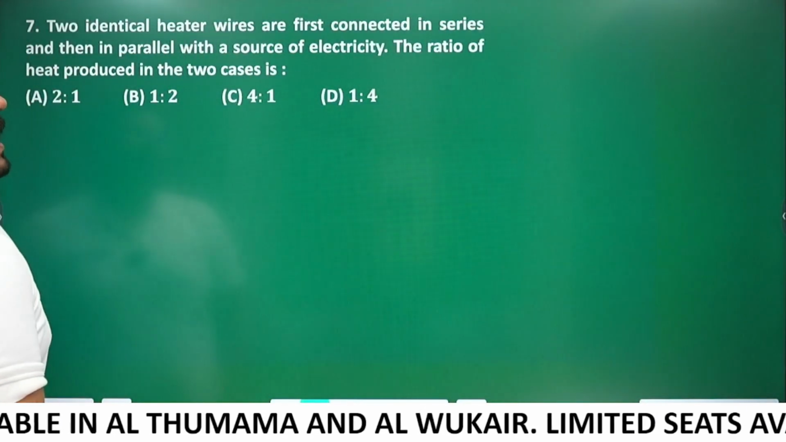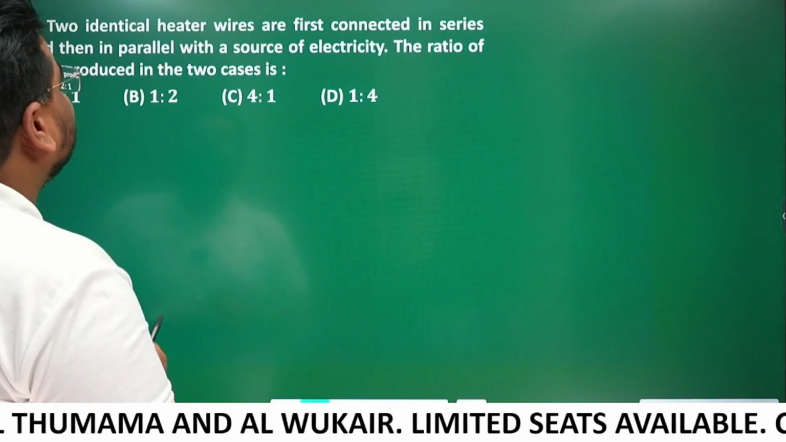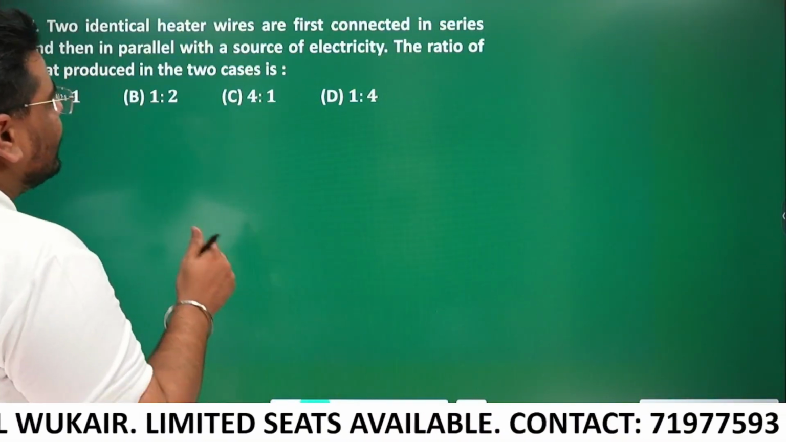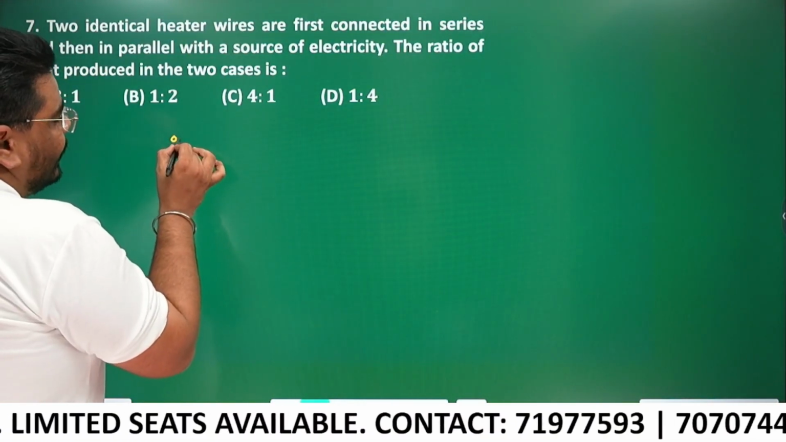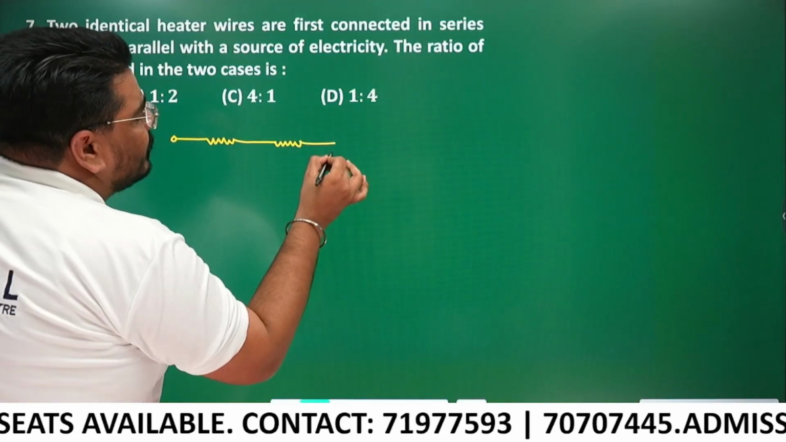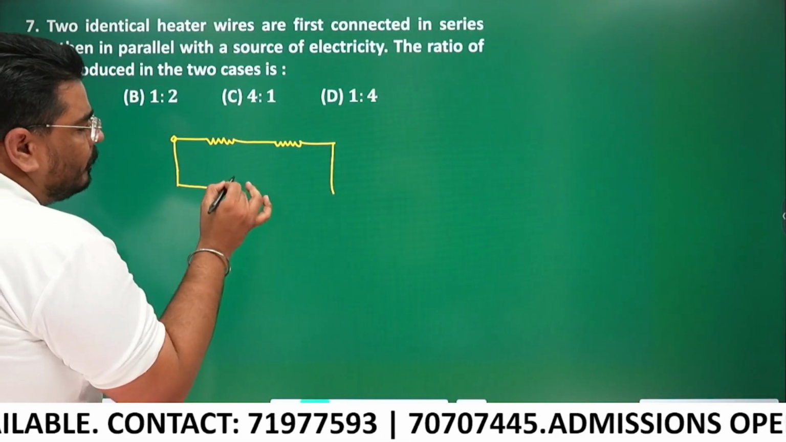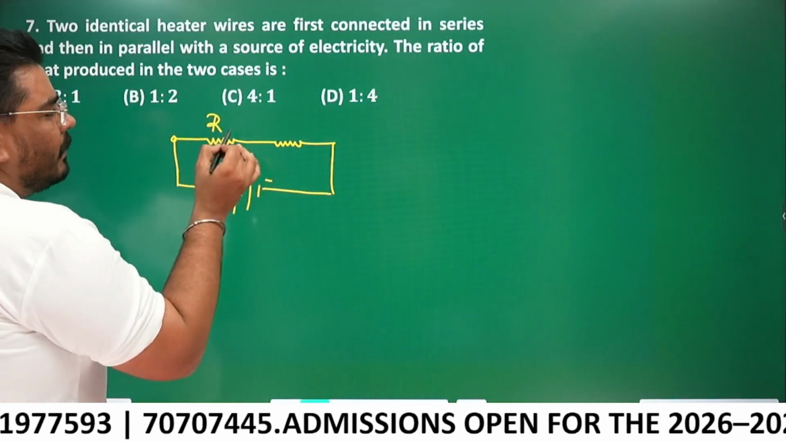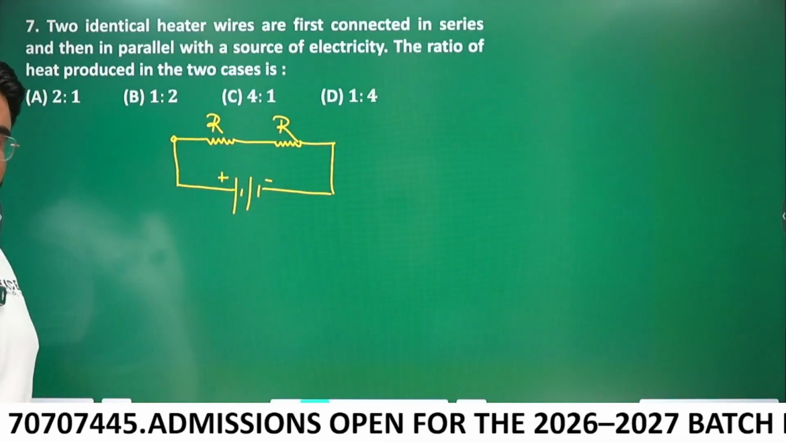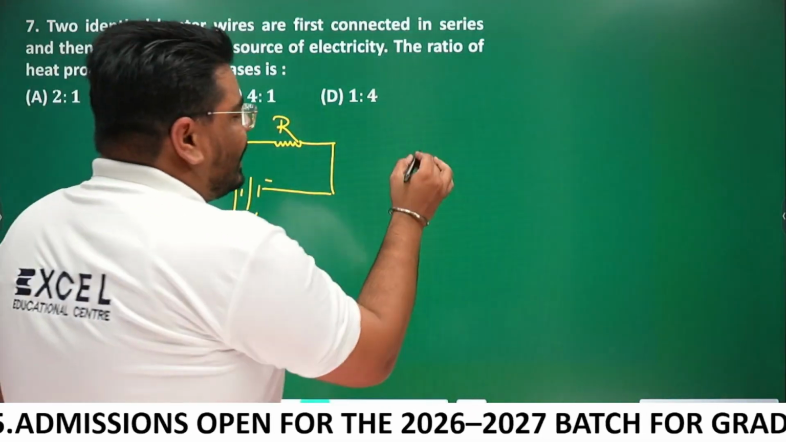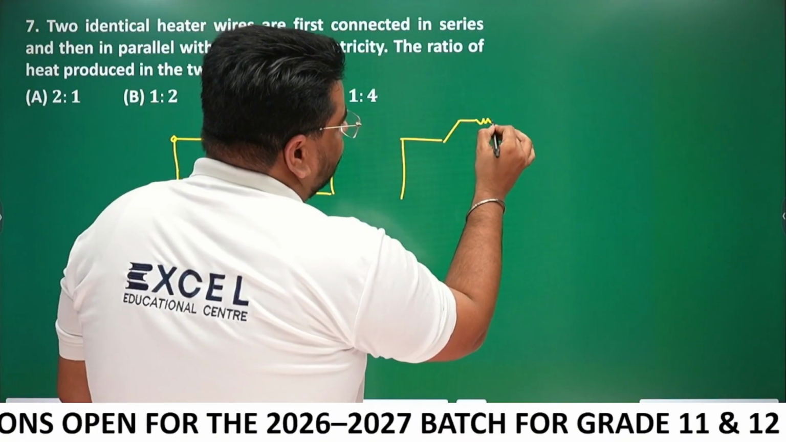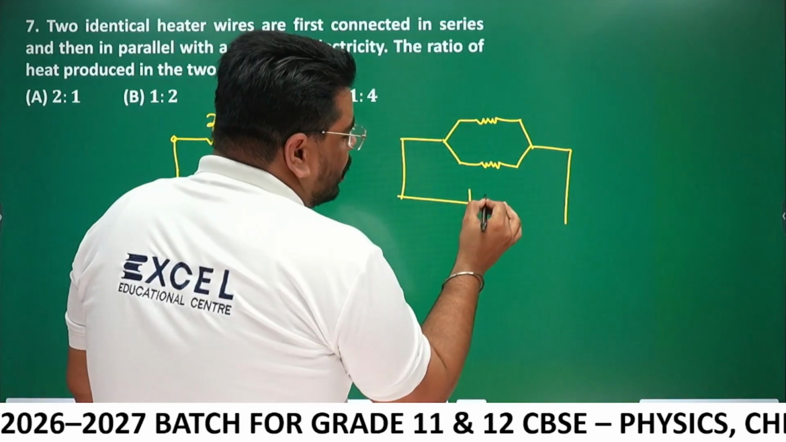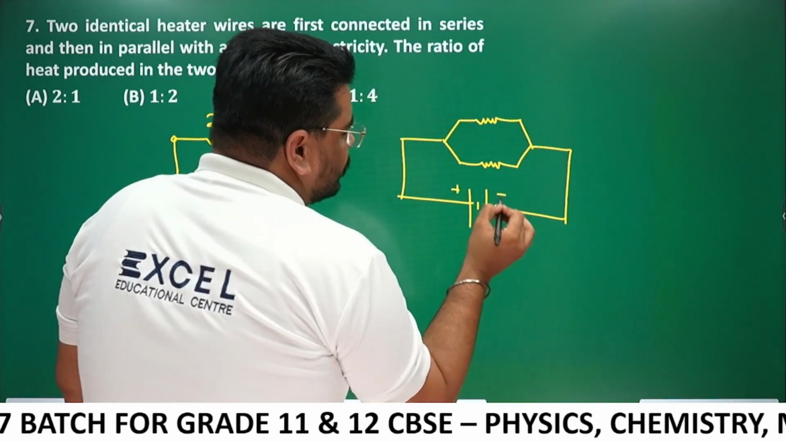Two identical heater wires are first connected in series and then in parallel with a source of electricity. The ratio of heat produced. Easy. Sir, first they are connecting these wires in series. Let's do it. Assumption should be there, my dear students. We should always assume that if they are saying 2 wires are connected in series, both of them have resistance R and R. And then they are connecting them in parallel.